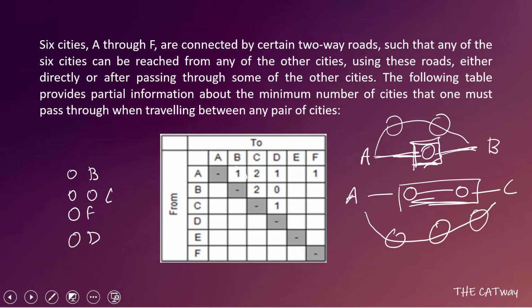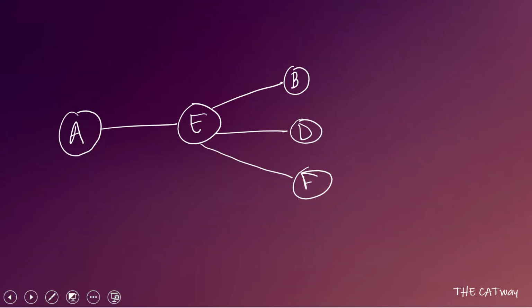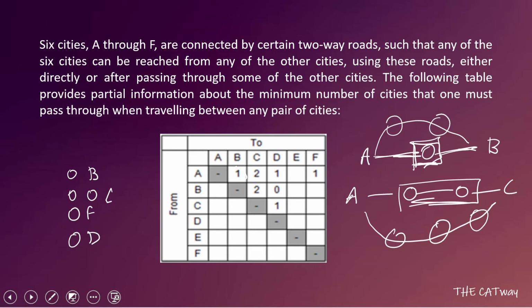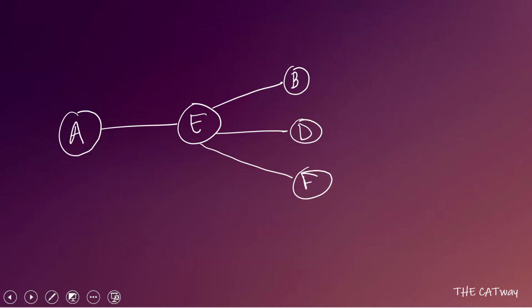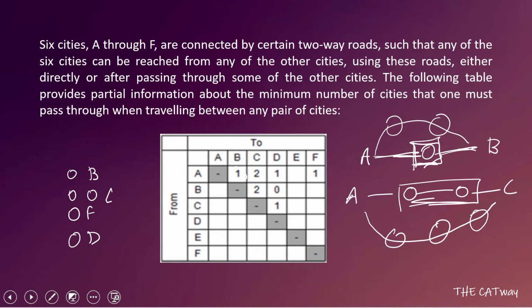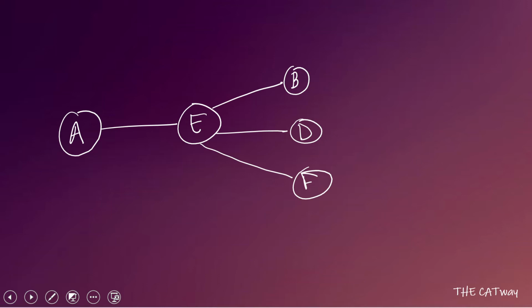Acha, now we have C, which is two cities away from A. That means C is going to be connected to any one of these cities. We have to find out which city that is. Between B and C, you can see there are two cities in between. So C cannot be connected to B. Similarly, between C and D, you can see there is one city. So that means C cannot be connected to D also, because then there will be zero cities in between. That means C is definitely going to be connected to F.